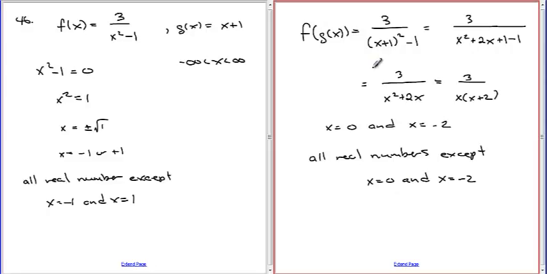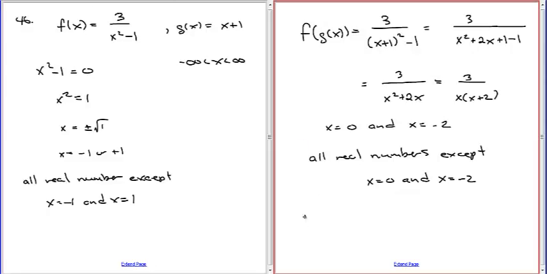And you kind of check that out. If you put 0 in here, you'll get 1 squared, which is 1 minus 1, which is 0. And if you put negative 2 in, you'll get negative 2 plus 1, which is negative 1. Negative 1 squared is positive 1. Positive 1 minus, so that makes sense.